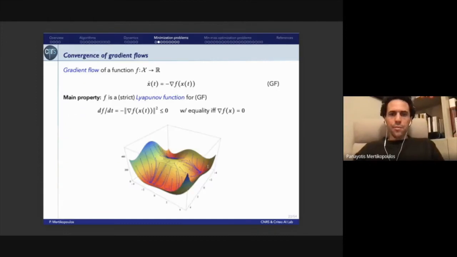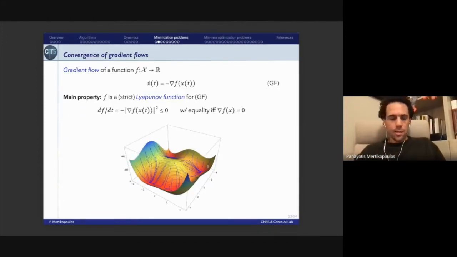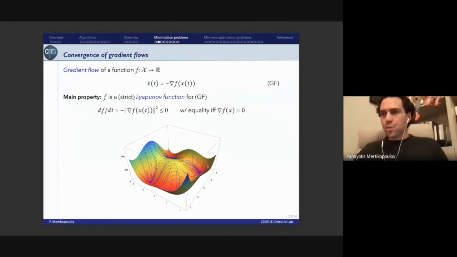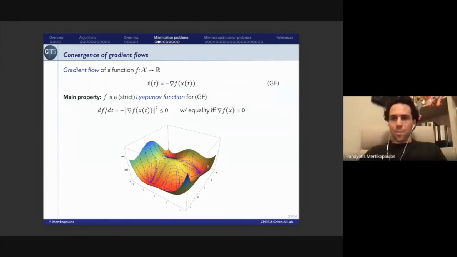So I'm going to give here a very quick overview of what happens in the case of minimization problems, and I think I'm probably going to go over the 50 minutes, but there were a bunch of questions, so I'm hoping I will have some leeway.